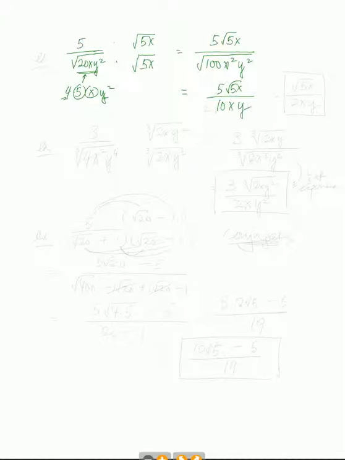Okay, if you stop there, you're still wrong, because the 5 and the 10 is on the outside now. You can reduce them. So the final answer to this question is radical 5x over 2xy. Like that. Okay, that's how you do radicals.